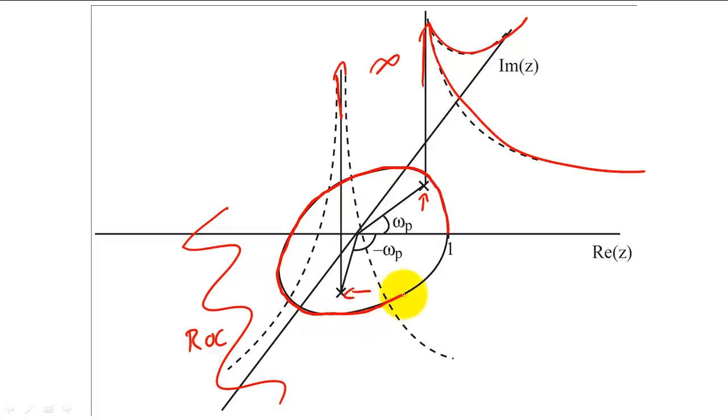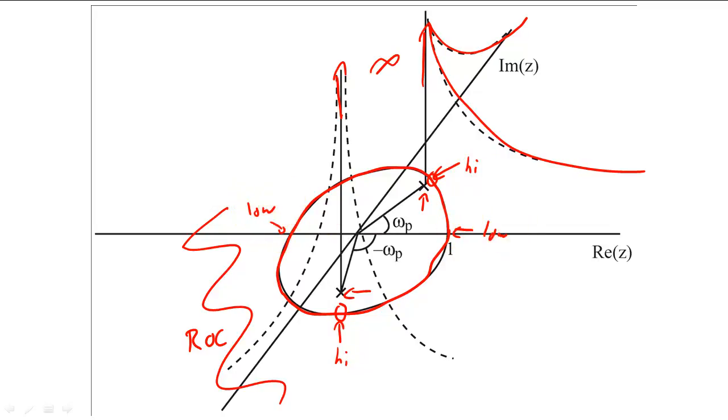As you might guess, the magnitude of the frequency response will be greatest where the poles are closest to the unit circle. In this example, the unit circle is closest to the poles here and here. If we mapped out our estimate of the magnitude of the filter plot, we would guess that the filter's magnitude would be greatest near omega p and least on the far side of the unit circle.